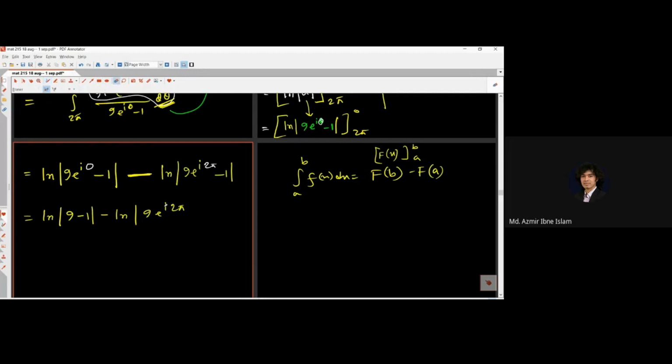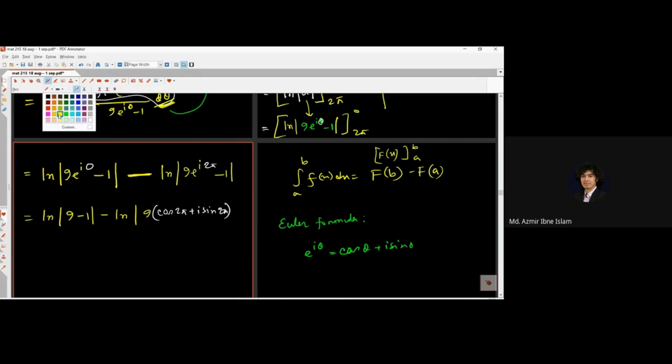Okay, so can you remember the Euler formula from chapter 1? Yes, sir. Euler identity, thank you. The Euler identity is if we have e to the power i theta, then we can write cosine theta plus i sine theta. So we can also write this one to get the actual value. So e to the power i 2 pi we can write as cosine 2 pi plus i sine 2 pi, and we have negative 1. Is that okay? So here we are getting natural log of 8, negative natural log of 9 cosine 2 pi minus 1, cosine 360 degrees is 1, so negative 1. Is that okay?